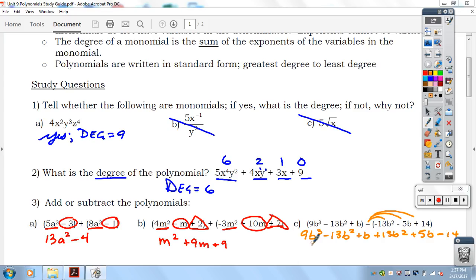Combining like terms, there's no other b cubed, so it's 9b cubed. It's a negative 13b squared and a positive 13b squared, so those cancel each other out. They're called additive inverses. I have a b and a 5b, which is 6b, and a constant negative 14. There's a trinomial of degree 3, because there's degree 3, degree 1, degree 0. Trinomial because there's 3 terms, degree 3. There's a trinomial of degree 2, because it's 2, 1, 0, degree 2. And there's a binomial of degree 2, 2 and 0, so it's degree 2.